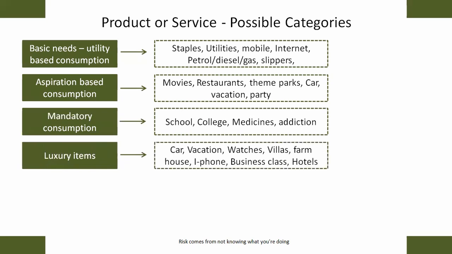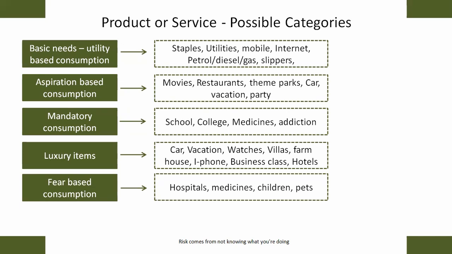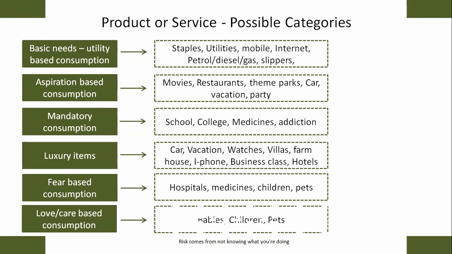Luxury item. Again, it could be expensive car, vacation, expensive watch, villas, farmhouse, iPhone, business class, hotels. Then you have another category which is fear-based consumption, hospitals, medicines, anything related to children, pet. And finally, love and care-based consumptions. It could be anything which you lovingly want to do for your baby or your child or your pet.